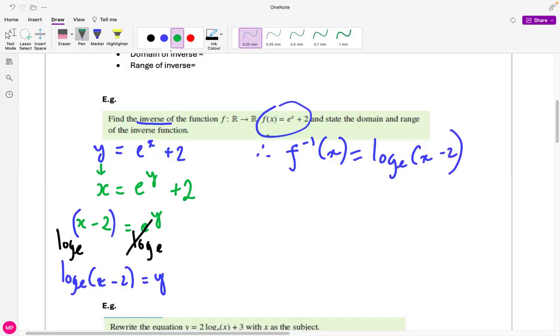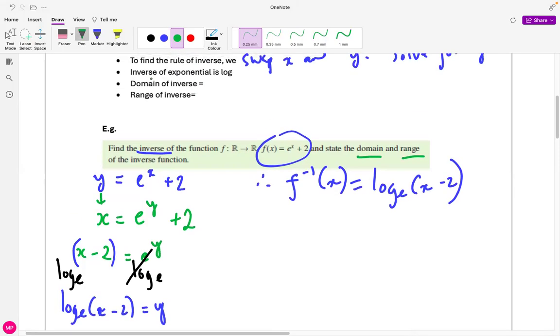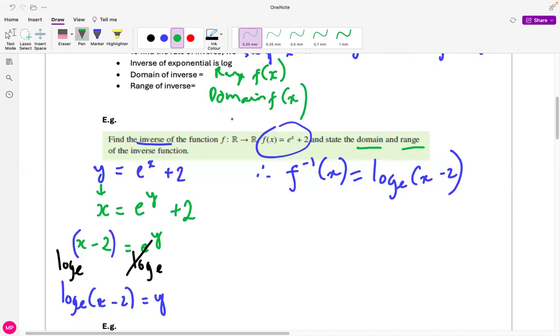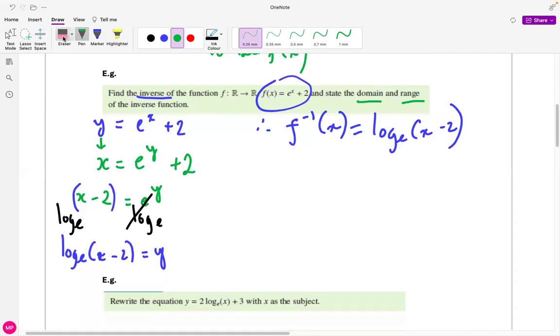Now, the second part of the question is they ask you to find the domain and range of the inverse. If you remember, the domain of the inverse is the range of the original, because you swap x and y, so the x value will become the y value of the other function. So the domain becomes the range, and oppositely, the range becomes the domain. So in this question, I'm going to find the domain and range of the original equation, and then I'm going to switch them around.